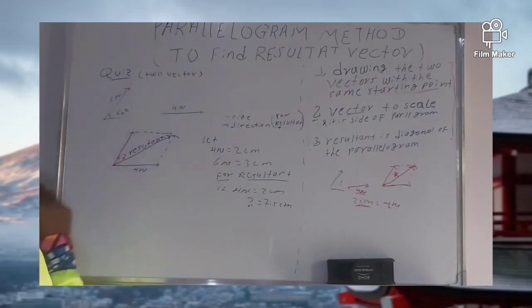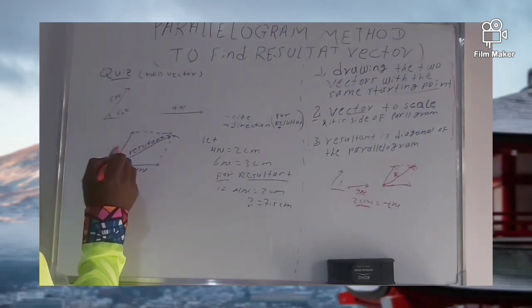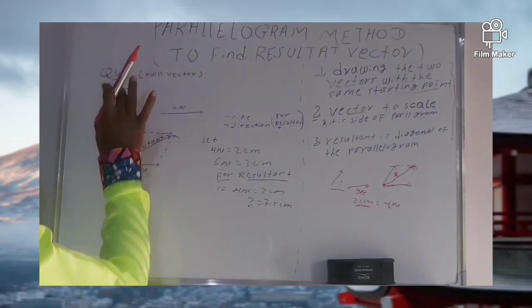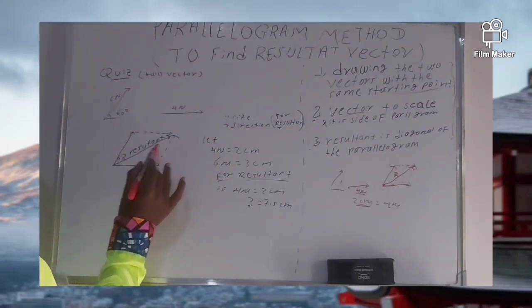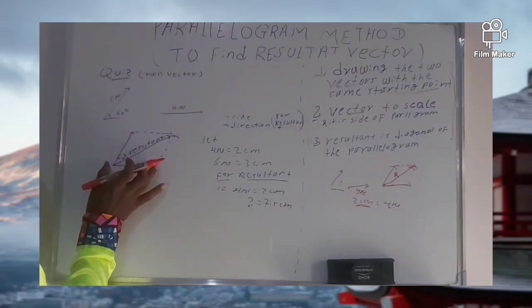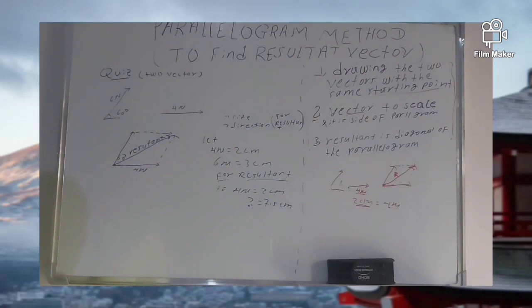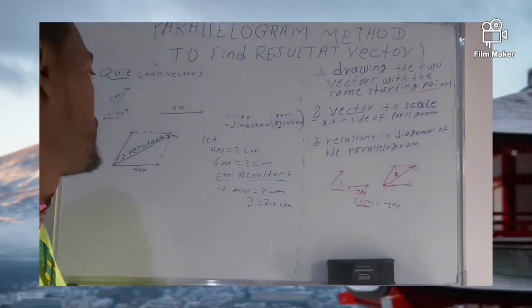So, this is 60 degrees, and this one is 6 Newton. We put this size here, then project this vector to make the parallelogram. Here we projected this vector. So to find the resultant vector, the scaling is left here.